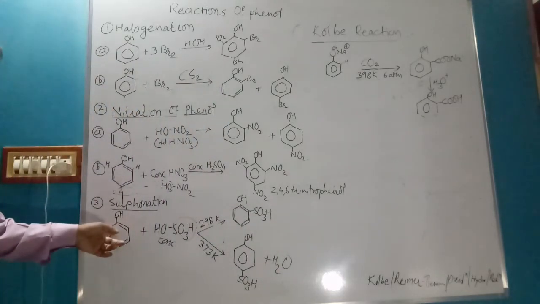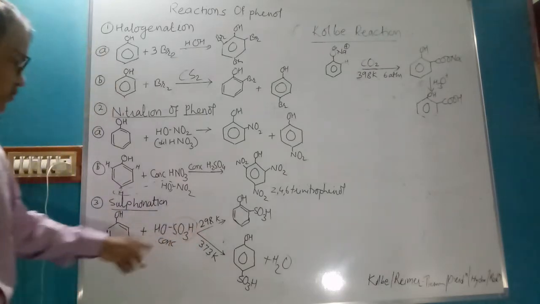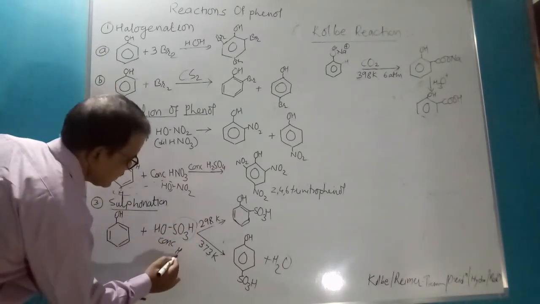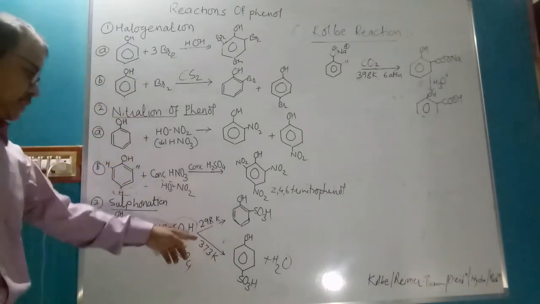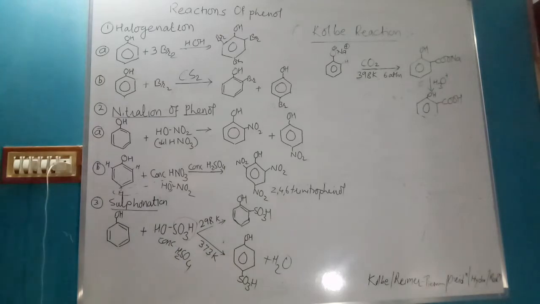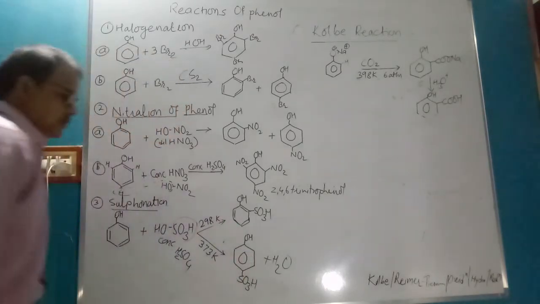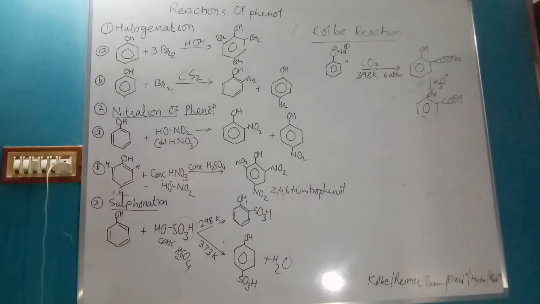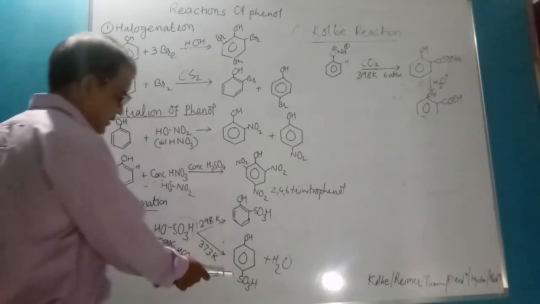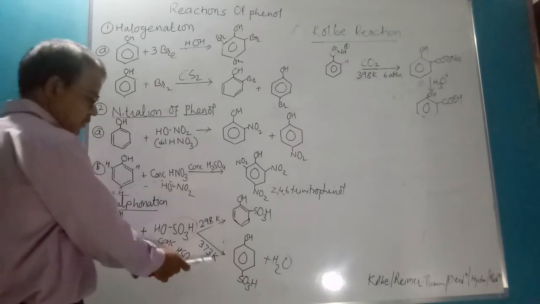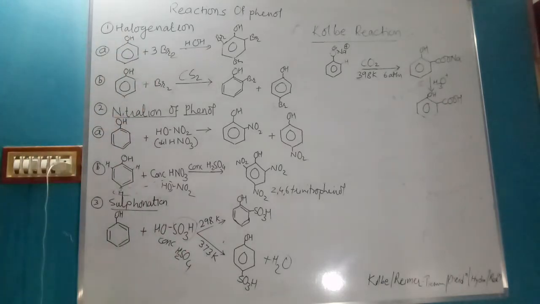And when the same phenol is treated with concentrated H2SO4 at 100 degrees Celsius, 373 Kelvin, it gives paraphenol sulfonic acid, benzene sulfonic acid. So at 298 Kelvin the product is orthophenol sulfonic acid, and at 373 Kelvin the product is paraphenol sulfonic acid. So this is the third reaction, sulfonation.